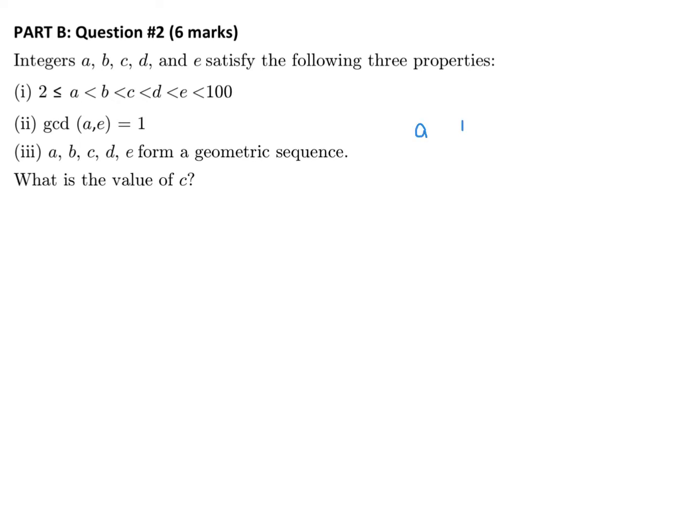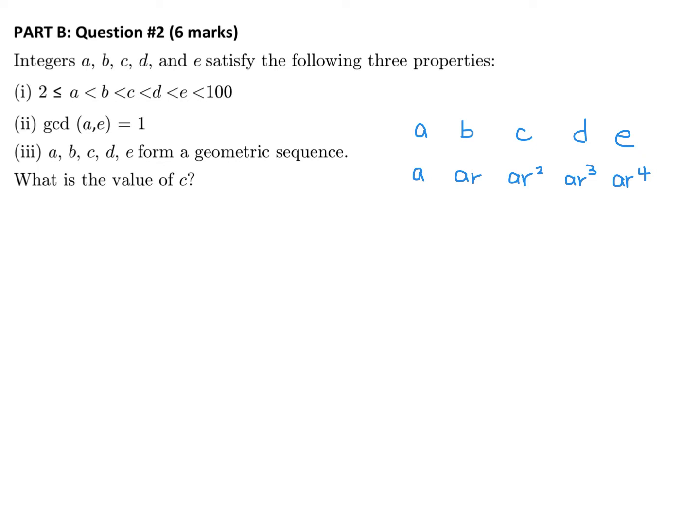So we have A, B, C, D, and E. And they've told me that they form a geometric sequence. So that means that if this is A, this would be AR, AR squared, AR to the power of 3, AR to the power of 4. That's a geometric sequence. Now, the key here is that they've given you this clue. And that's a very important clue.